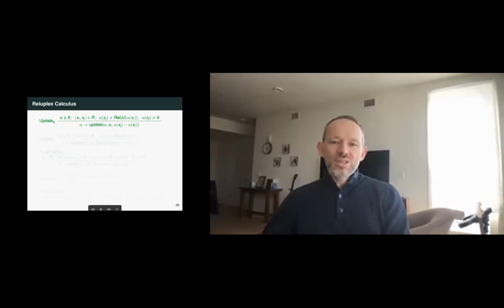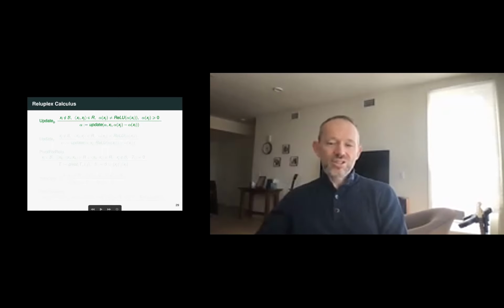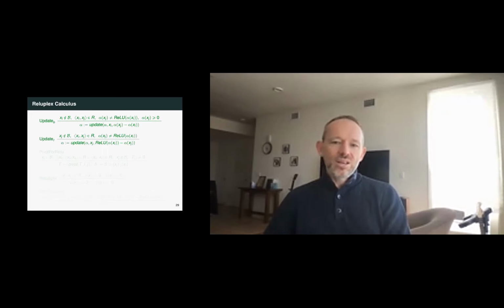Now, after you do this update, this ReLU function will be satisfied, okay? So this is just a little rule that allows you to satisfy a broken ReLU constraint. And similarly, now this one you can only apply when the output is non-negative, but the other one, the update f, you can apply always.